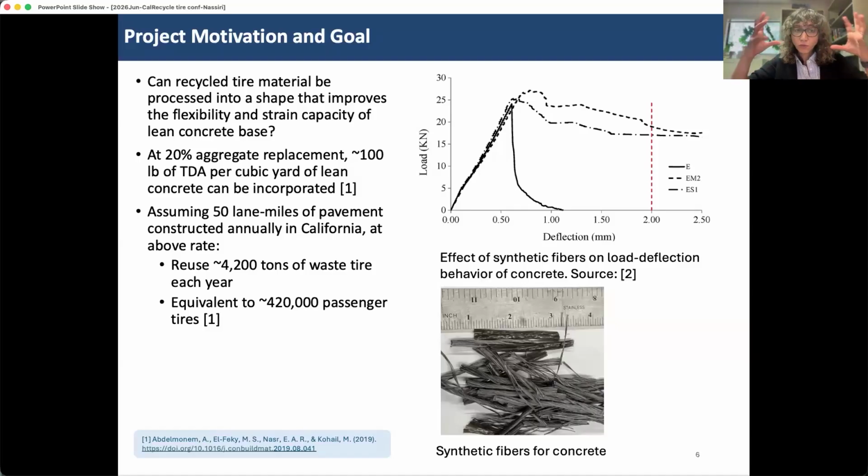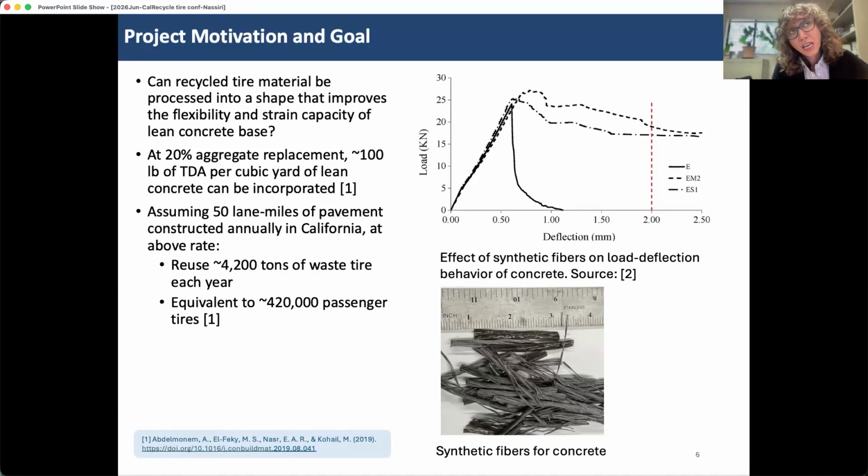Is it possible that we reduce some of its stiffness? And is it possible that ultimately they can do better in terms of providing a pillow or a cushion underneath the concrete pavement, so they don't lose that support along the edges as they do curl and warp over their life?